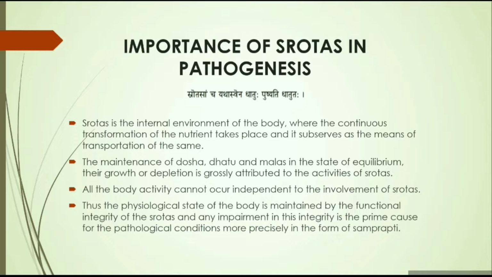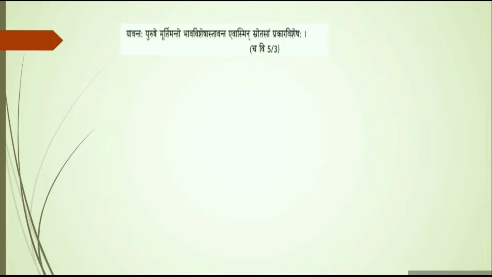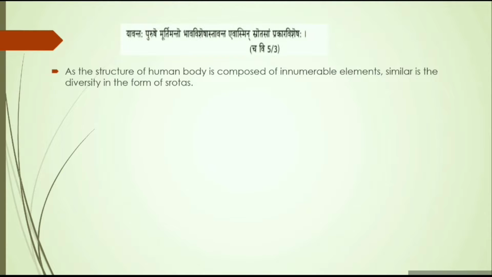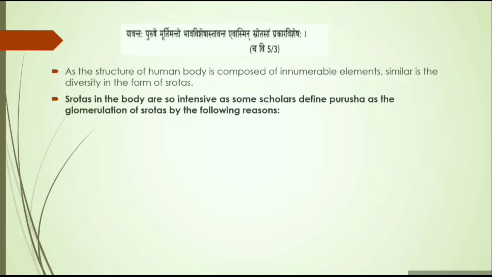Any impairment in this integrity is the prime cause for the pathological conditions, more precisely in the form of samprapti. Yavantaha purishe murtimanto bhava visheshastavantaha evasmin shrotasam prakara visheshaha. As the structure of the human body is composed of innumerable elements, similar is the diversity in the form of Shrotas. Shrotas in the body are so extensive that some scholars define Purusha as the aggregation of Shrotas for the following reasons.